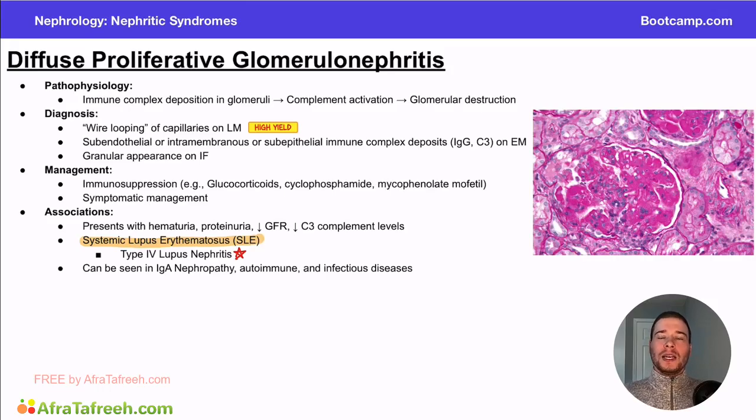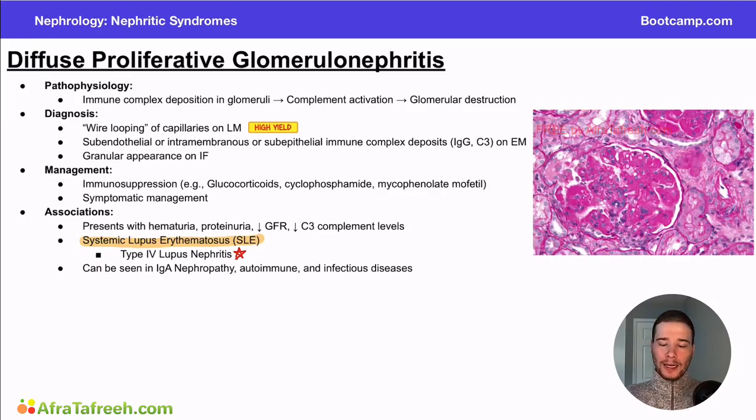So anytime you see a lupus patient, we know that one of the complications of having lupus is possible renal involvement. And they're often talking about this particular disease, which is diffuse proliferative glomerulonephritis. And so right off the bat, I want you to make that connection. When you think of SLE, I want you to think about this type of glomerular disease.